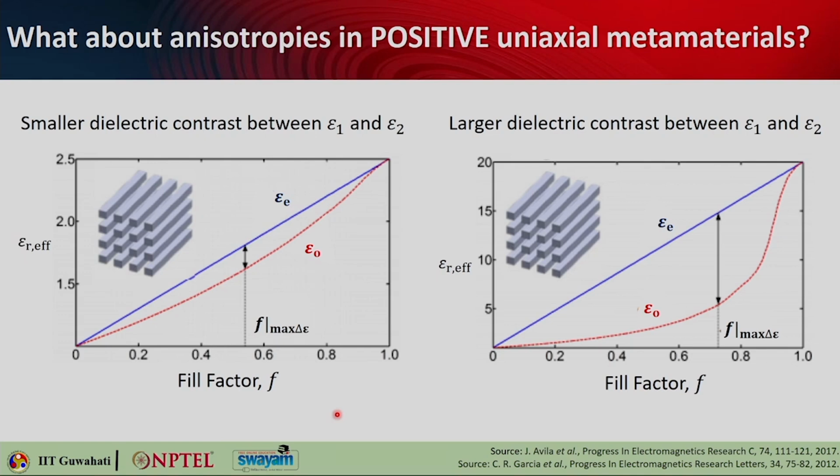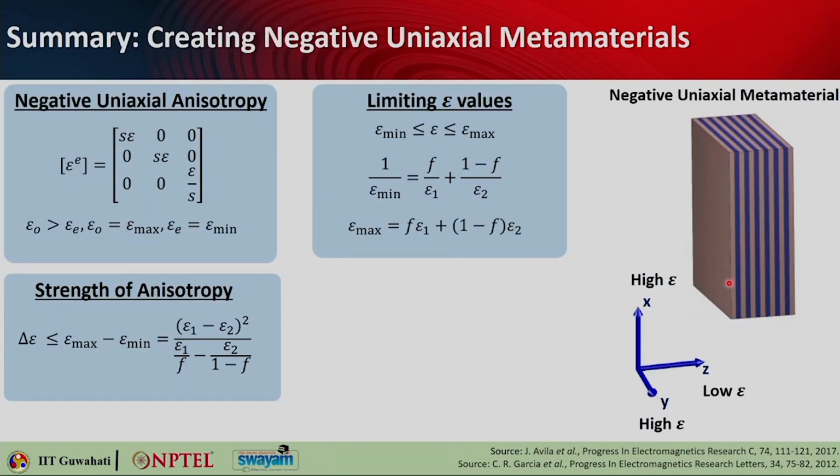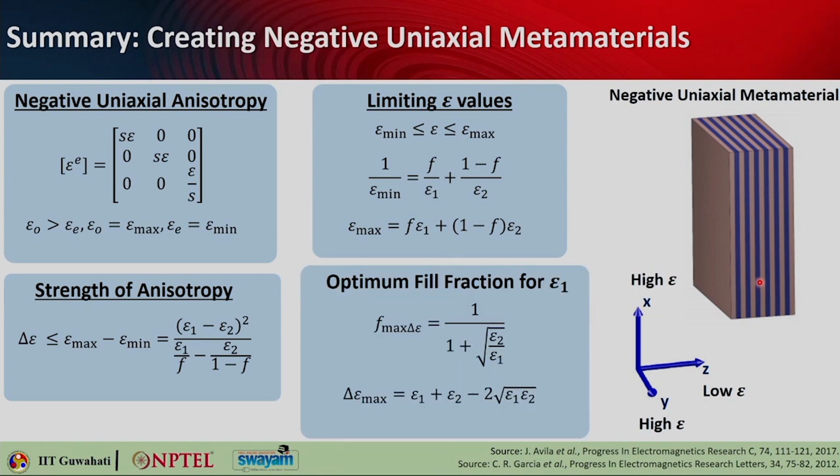Positive uniaxial material is basically an array of blocks, they can be cylindrical or square cross section, it does not matter. So, these are basically rods or blocks. Here again, this is for a smaller contrast between epsilon 1 and epsilon 2, so the effective values are also a bit low, but when you go for a larger contrast, you can go up to very high values of effective permittivity. And here you can see epsilon E is larger than epsilon O in all the cases, because it is a positive uniaxial material. You can realize it using this kind of structure, and negative uniaxial you can realize using layers of alternating two different materials.